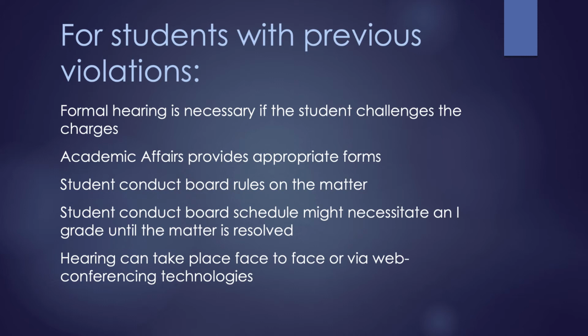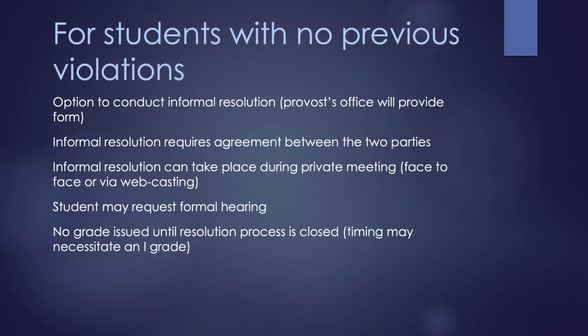Once the investigation is complete, the investigator submits a final report to the Student Conduct Board with a recommended sanction. Possible sanctions are also outlined in the academic dishonesty policy. If the student charged with academic dishonesty has no prior sanctions, the provost's office will give the professor and student the option of conducting an informal resolution. The email will include the appropriate form for that process.